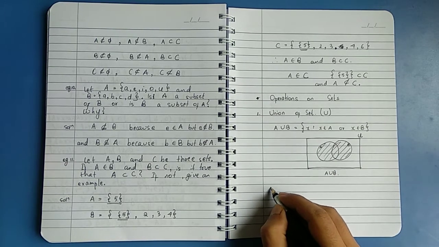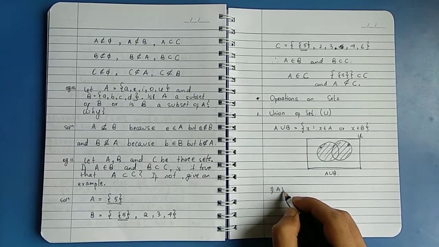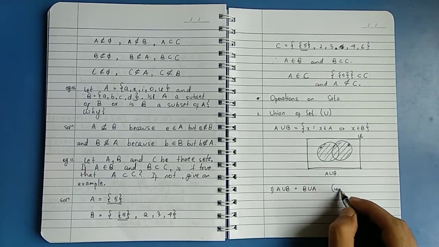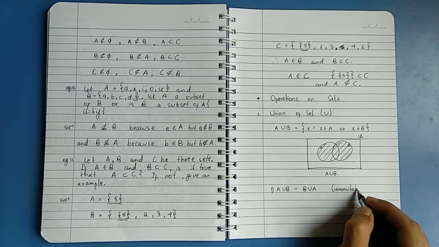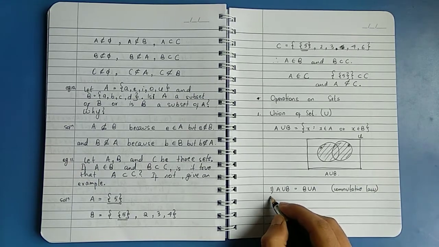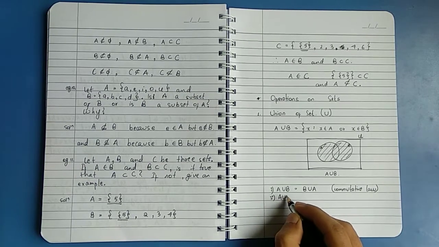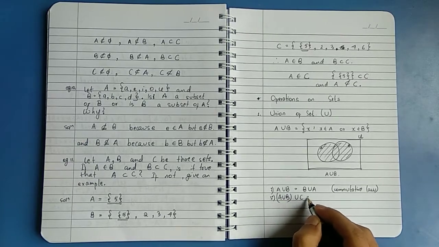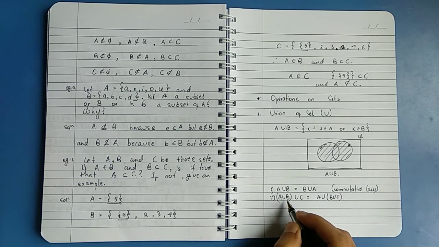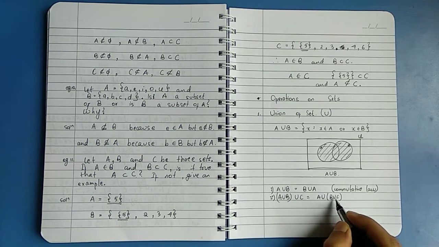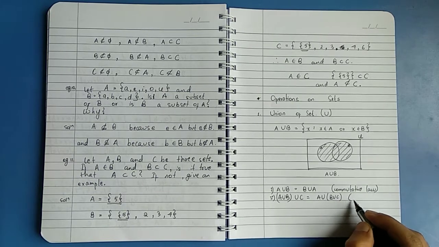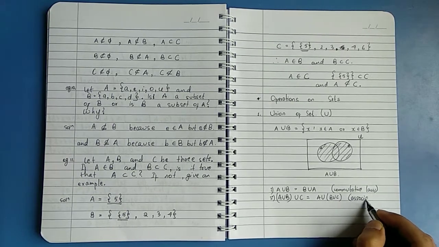There are some properties of union that we need to study. First of all, A union B is equal to B union A. This is the commutative law. Second, we have (A union B) union C is equal to A union (B union C). First you take A and B's union and then C's union, or you take B and C's union and then with A union, you will get the same result. So this is called the associative law.